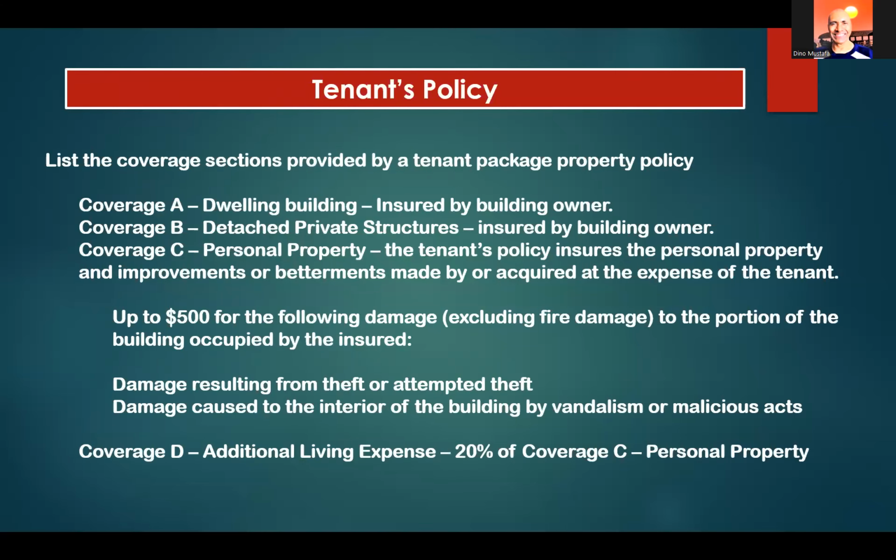List the coverage sections provided by a tenant package property policy. Coverage A, dwelling building, but it's insured by the building owner, the landlord. The tenant doesn't insure that. Coverage B, if there are any detached structures in the building, it's also insured by the building owner, not the tenant. Coverage C, of course, personal property like furniture, clothing, electronics, all of that, the tenant's policy will insure it, the personal property, okay?